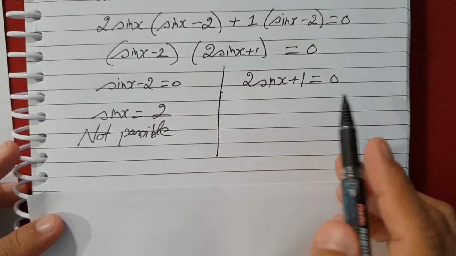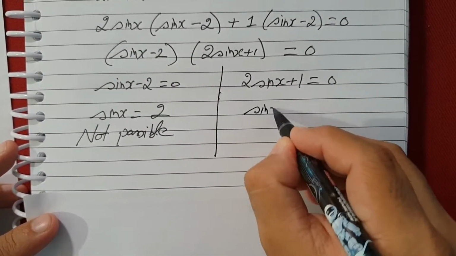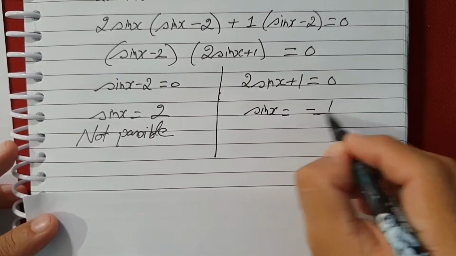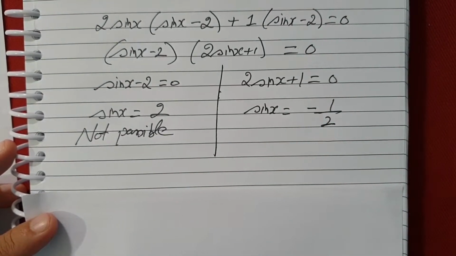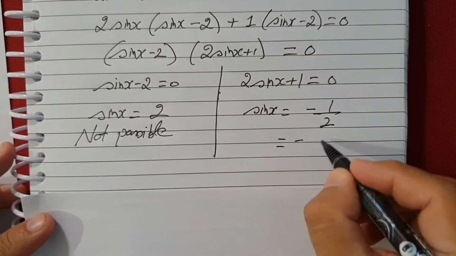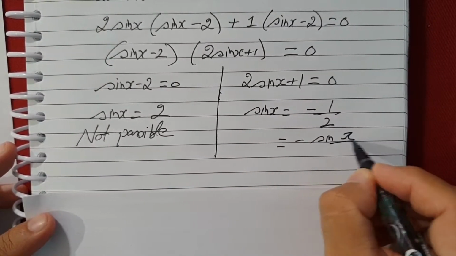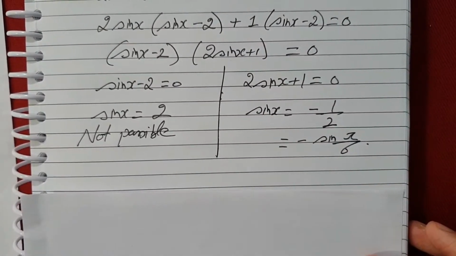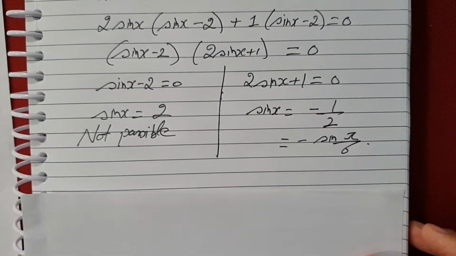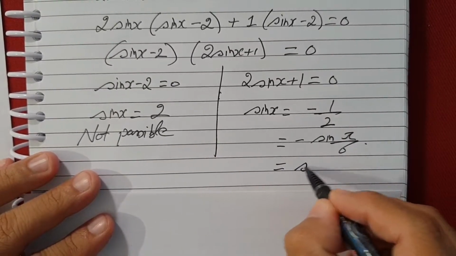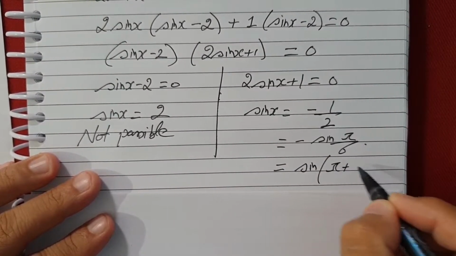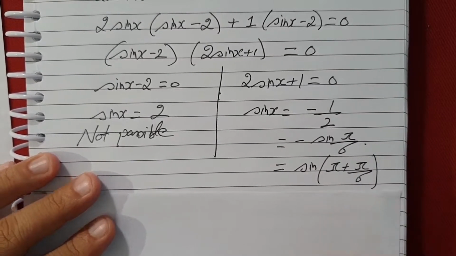2 sin x plus 1 equals 0. So this is sin x equals minus 1 by 2. Now see, again minus 1 by 2. Now minus 1 by 2, basically we can write this as minus sin pi by 6. Now see, sine is negative in the third and the fourth quadrant, but we have to take the lowest value. So we take it in the third quadrant. So we write this as sine pi plus pi by 6.